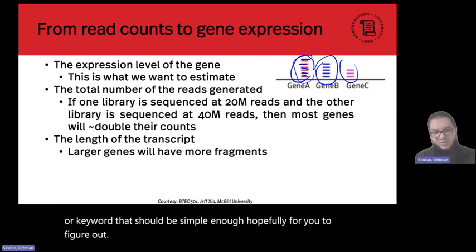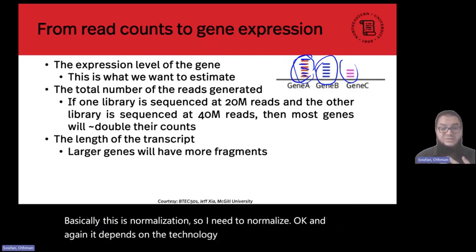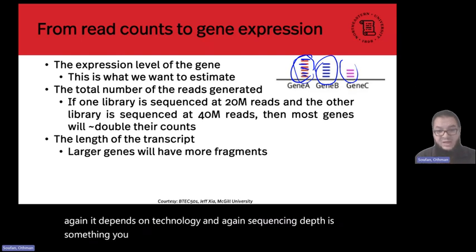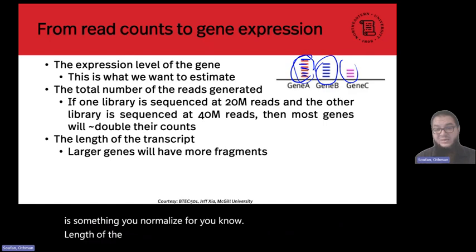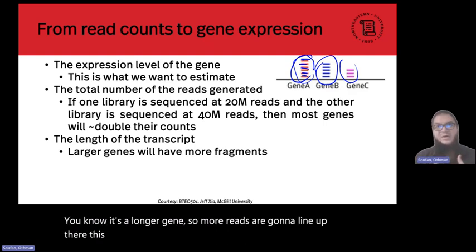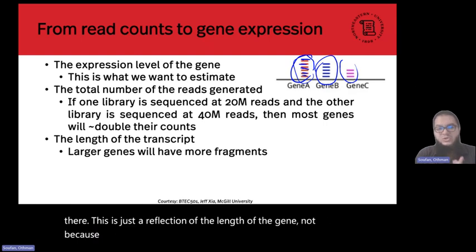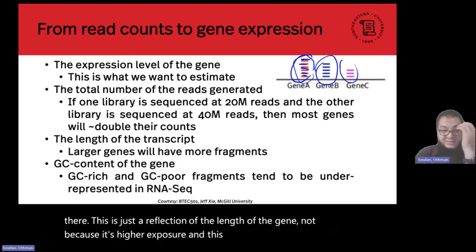Basically, this is normalization. So I need to normalize. And again, it depends on technology, and sequencing depth is something you normalize for. The length of the transcript is another thing, because it's a longer gene, so more reads are going to line up there. This is just a reflection of the length of the gene, not because it's higher exposure in this treatment. So I need to fix that.